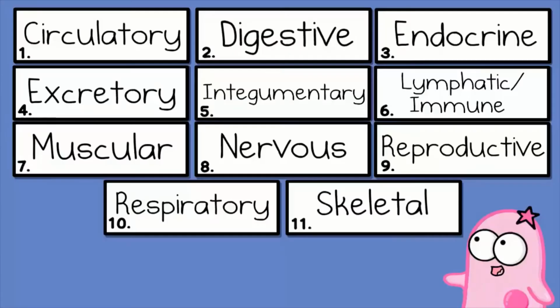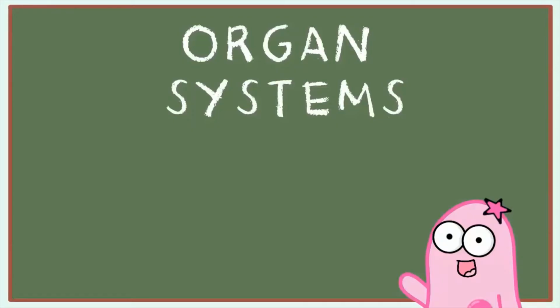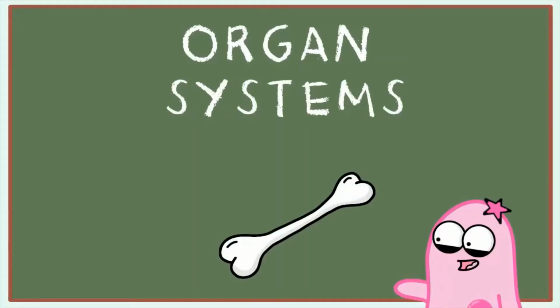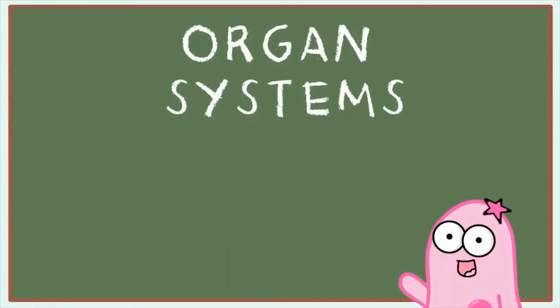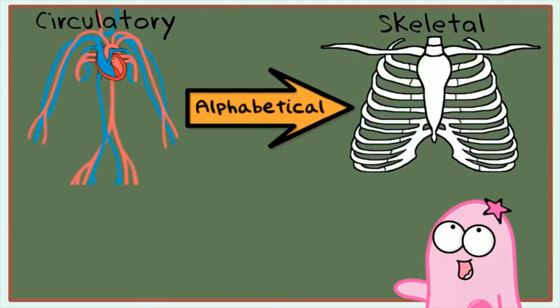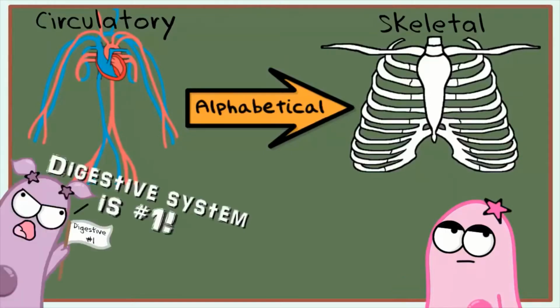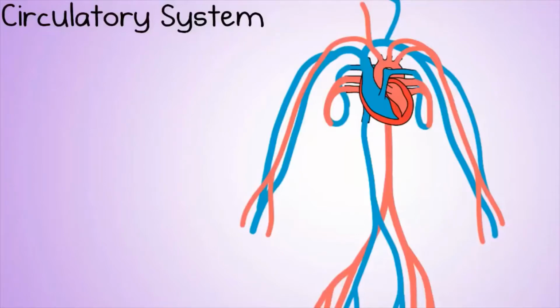So we're going to intro the 11 major organ systems. Now, keep in mind, this is just a quick intro, so we're doing the bare bones, no pun intended, of the systems. And because they are all important, it's kind of hard to know where to start. So we're going to go in alphabetical order because we don't want you to think that one system is way more important than another. First, the circulatory system.